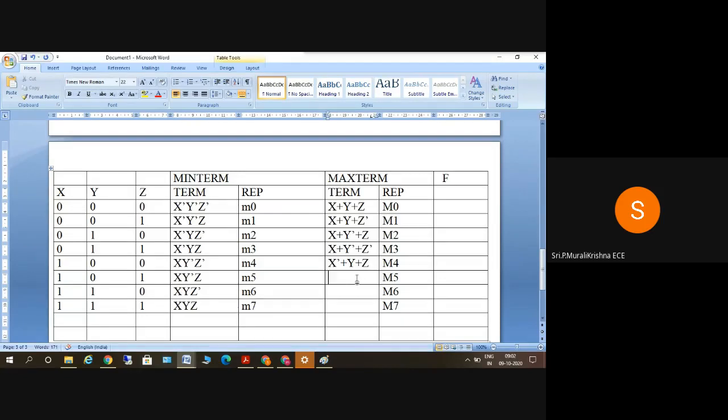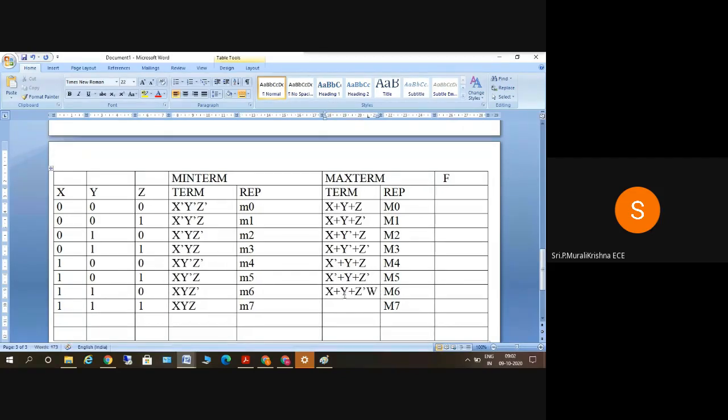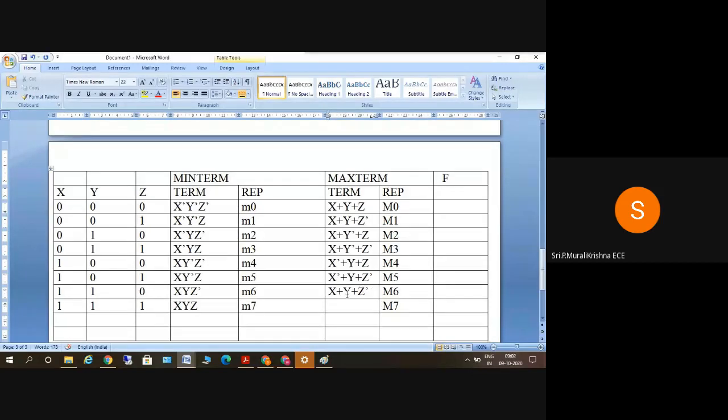Okay, and 1, 0, 1: two complements, X bar and Z bar, so Y is the normal form. Okay, and we'll have 1, 1, 0: two complements, X bar and Y bar, and this is 0. Okay, and the last one, 1, 1, 1: all of them are complements. So X bar, Y bar, and Z bar. Getting my point?